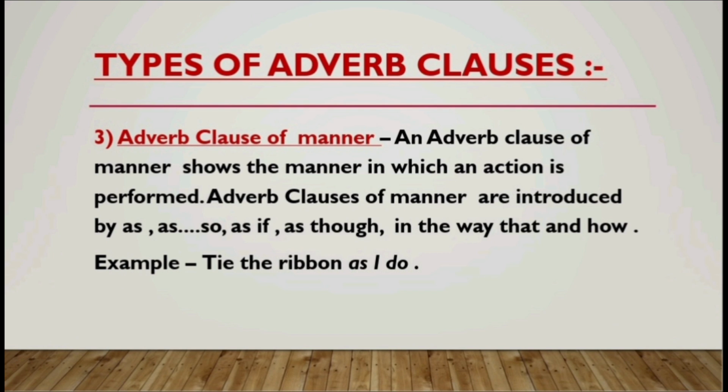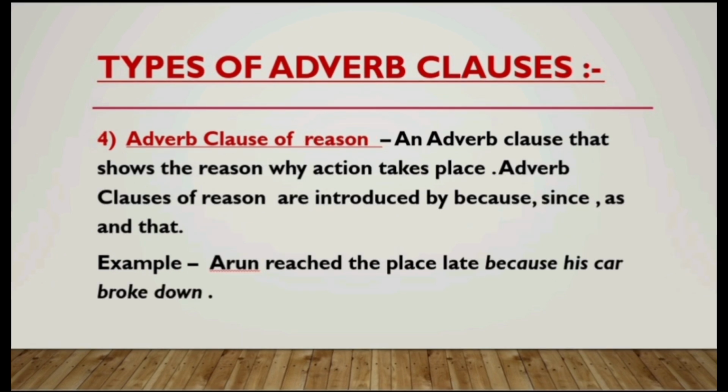The fourth and the last type of adverb clause is an adverb clause of reason. An adverb clause that shows the reason why an action takes place. It tells us the reason for an action taking place, and it is introduced by words like because, since, as, that, because they tell us the reason why an action takes place. That's why they are introduced with such words.